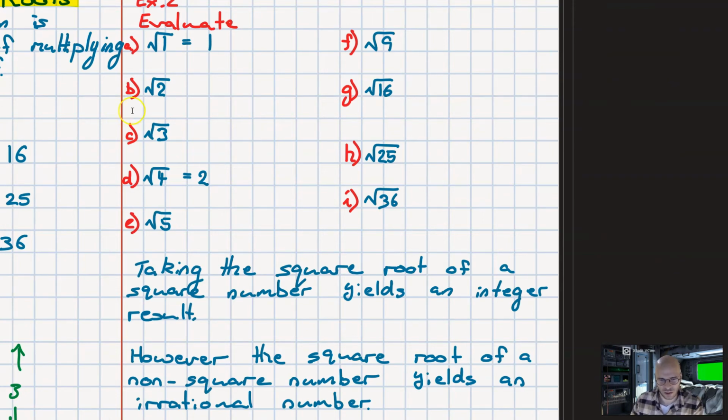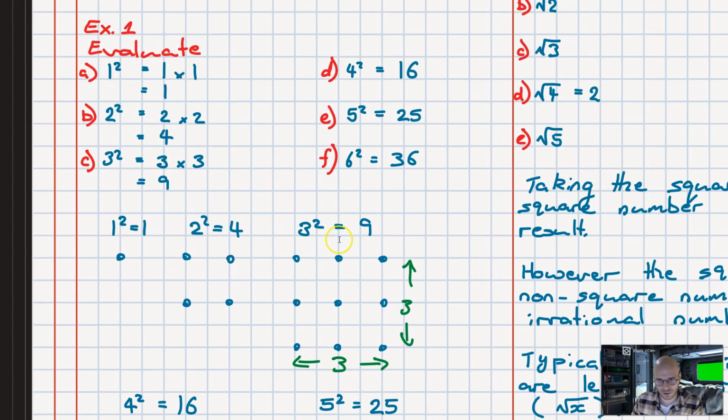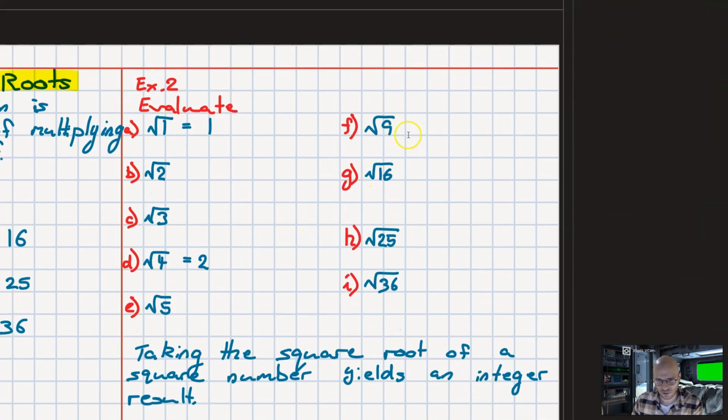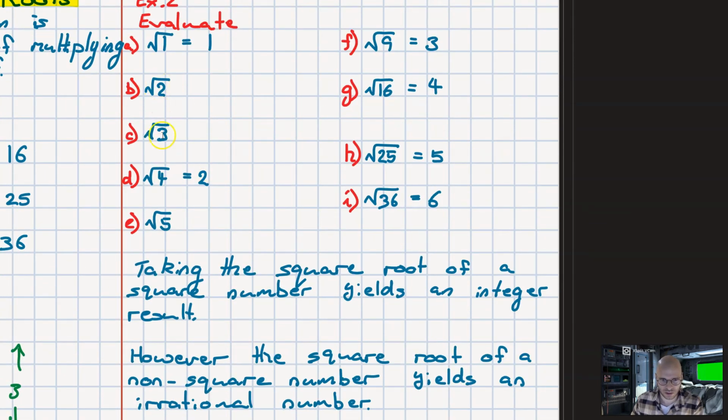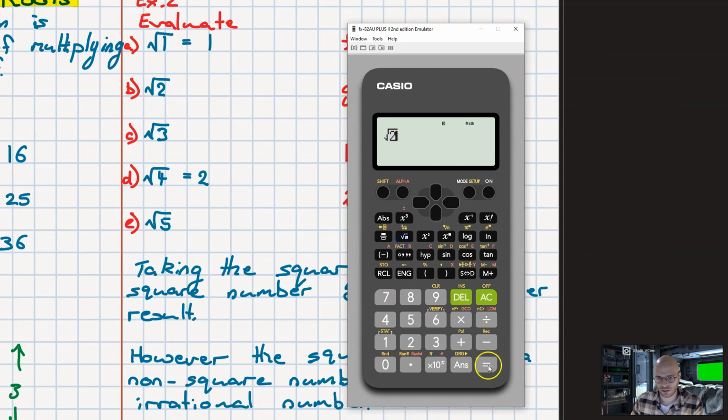So I know the square root of 4 is going to be 2. Square root of 5, well, I can't really see a pattern over here, so again, I'm going to leave it. But the square root of 9, I know that's 3 dots across and 3 dots down. So the square root of 9 will be 3. 16 will be 4. 25 is going to be 5. And 36 is going to be 6. But this leaves me with these 1, 2, 3 unknowns here. And one way you can do it is you can guess. So you know the square root of 2 is going to be between 1 and 2. Or you can use your calculator. And then we take it and we get 1.41.